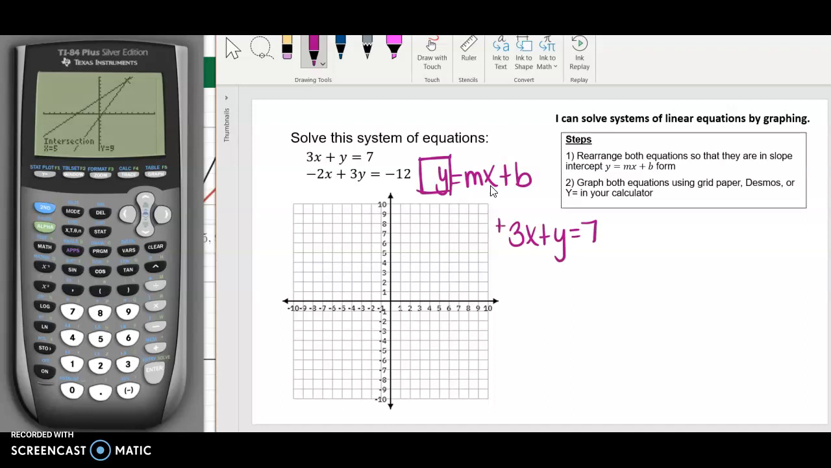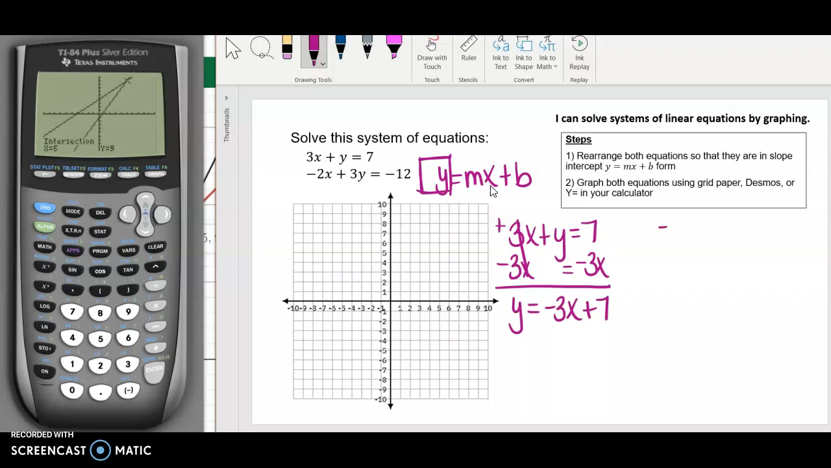Well, 3x is a positive 3x. So I'm going to do the opposite of that and I'm going to subtract 3x from both sides. So when I subtract 3x from both sides, I get y equals negative 3x plus 7.